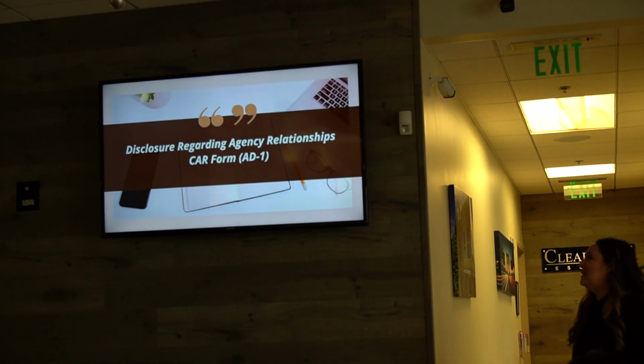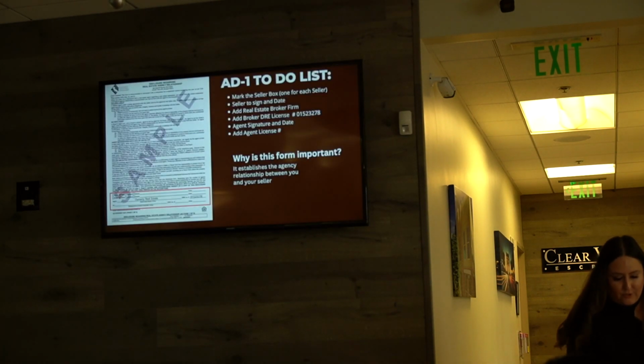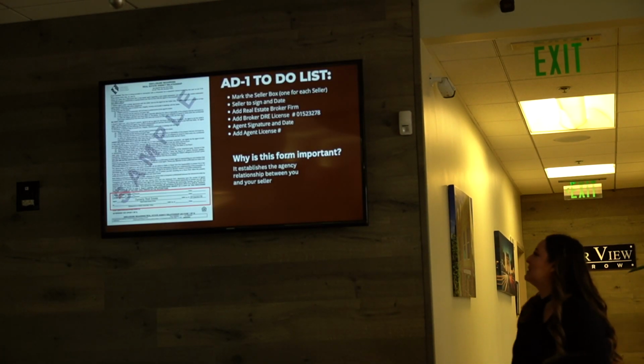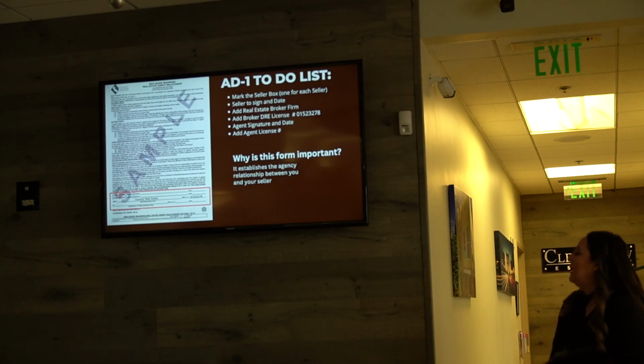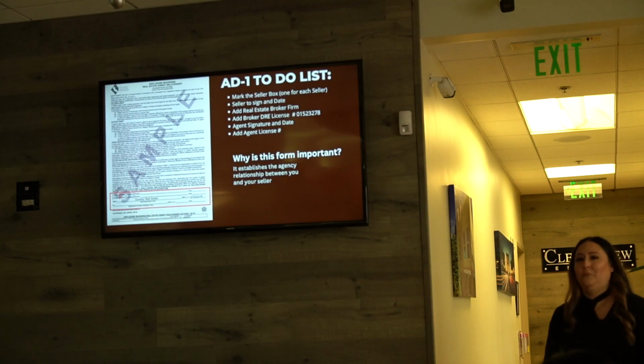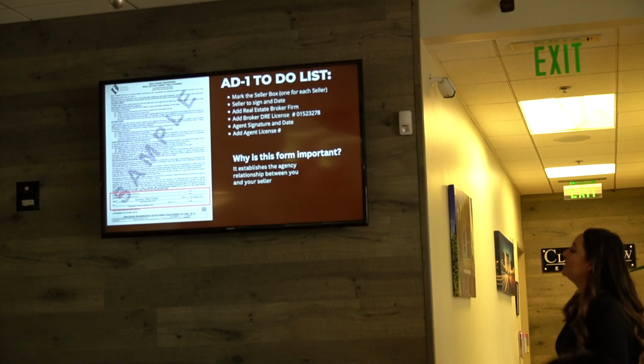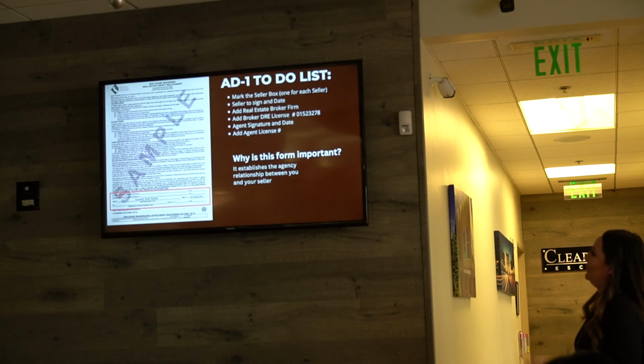So the first one we're going to go into is your disclosure regarding agency relationships. I think most of us are familiar with this form. We see it in our purchase agreements, and we also see it in our listing agreement. So this is what it looks like, that first page there. On every slide, and I'll give you guys a copy of this presentation as well, I just went step by step on the to-do list on every single page that we have to fill out and what needs to go on there.